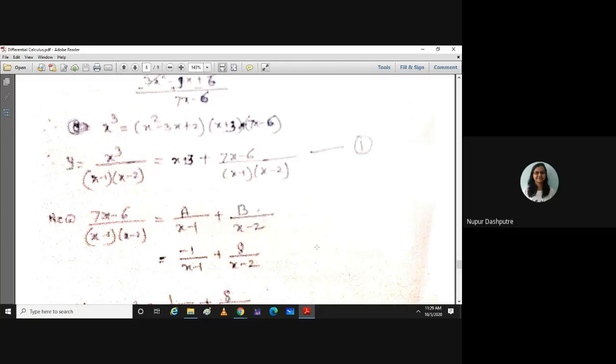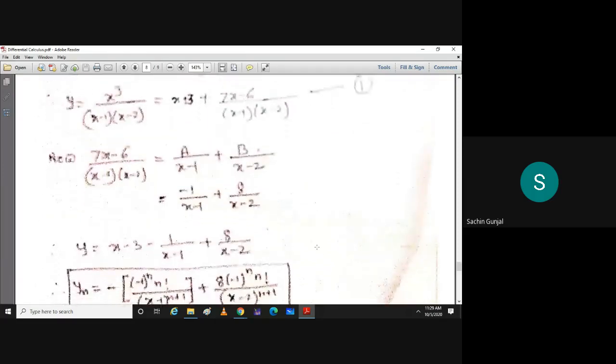Yes, sir. Minus 1 and 8. All right. Others, please check. Yes, sir. Minus 1 and 8. Okay. Fine. So finally, this function y becomes x plus 3 plus this a is minus 1 upon x minus 1 plus 8 upon x minus 2.